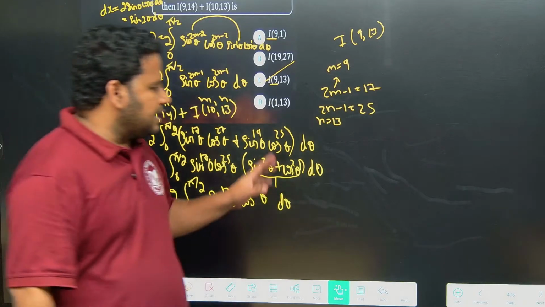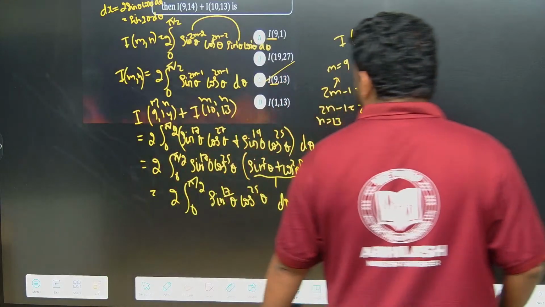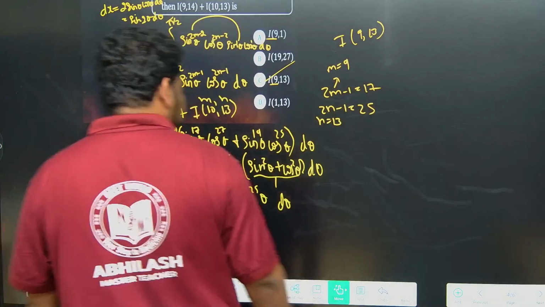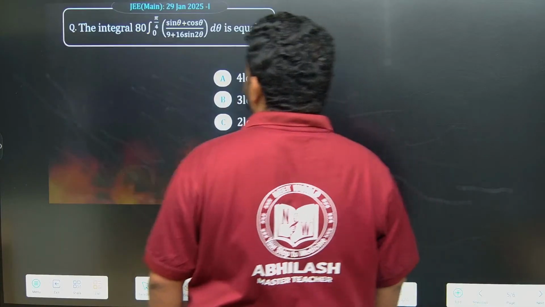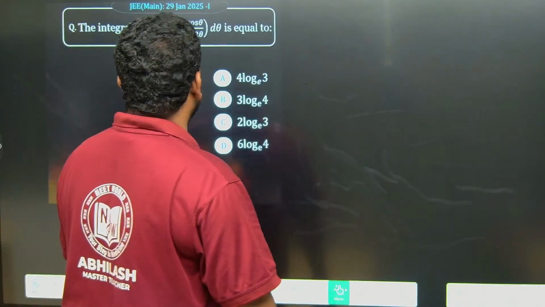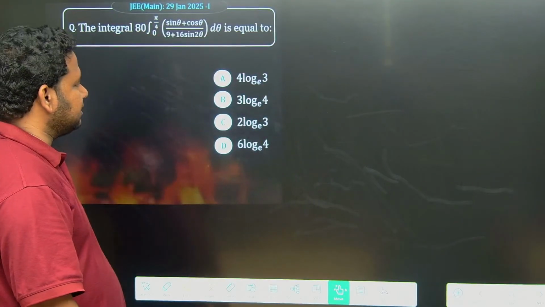Now, having looked at it, let us move to the next question. What is the next question? They are asking the integral from 0 to pi by 4 of 80 times sin theta plus cos theta over 9 plus 16 sin 2 theta d theta.